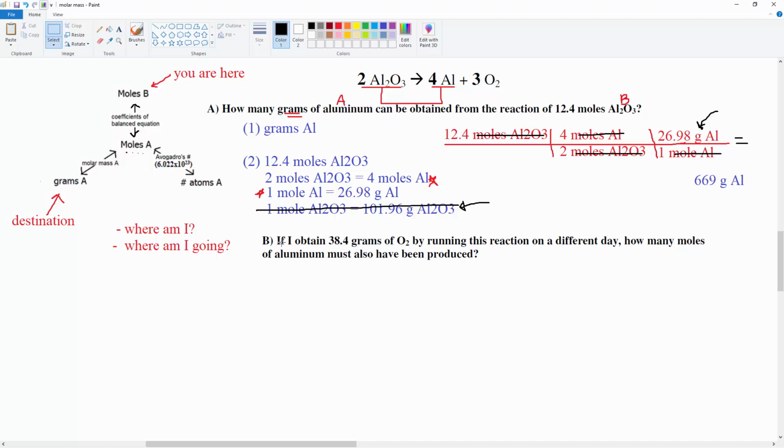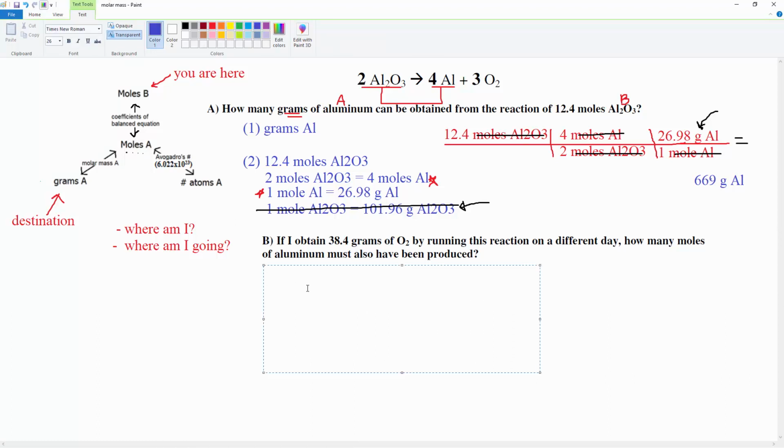Okay, so if we do the same thing, we're going to run another problem like that right here. And you note that we are given step 1. What are we looking for? Moles of aluminum. Yeah, how many moles of aluminum? That's what it says. Okay, 2. And we were given this 38.4 grams of oxygen. Okay, so that's kind of a good start.